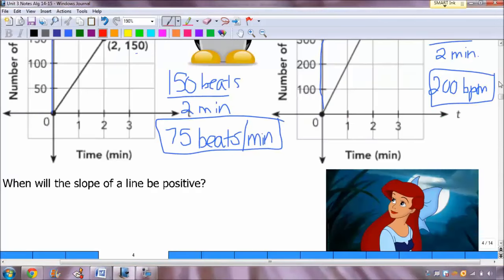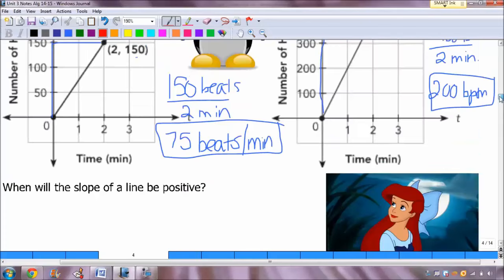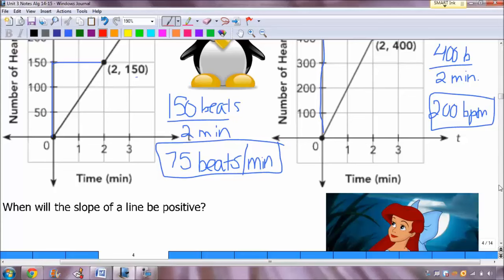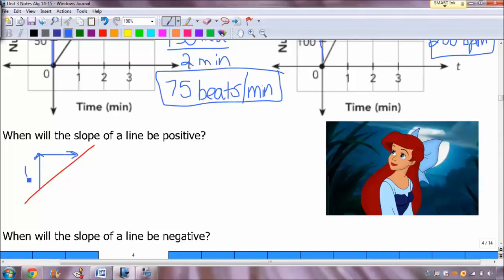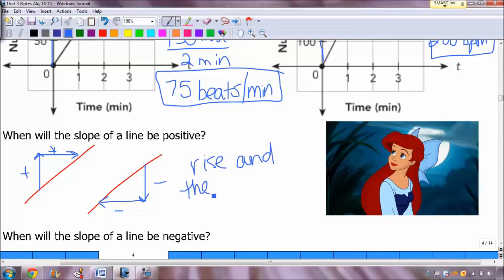When will the slope of a line be positive? Well, the slope of a line will be positive when the line is going up, right? So it would look like this. This is a positive slope. Now, let's talk about the rise over the run. So the rise is positive, the run is positive. So in this example, you have a positive slope, right? This is still positive. Let's look at it a different way. What if I went backwards? The rise is negative, the run is negative. So in order for the slope of the line to be positive, the rise and the run need to be the same sign.